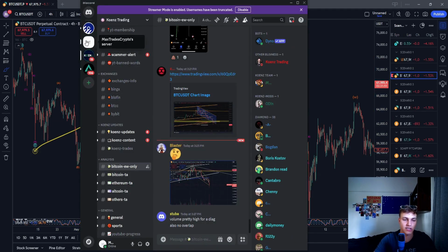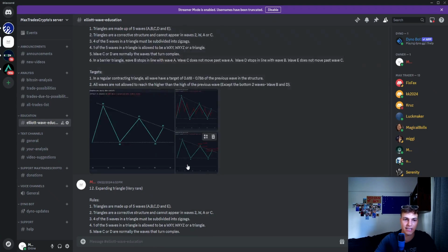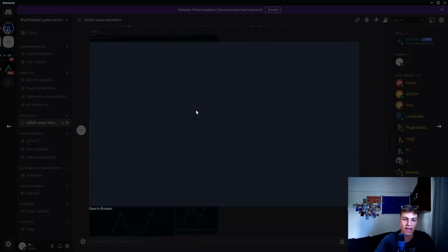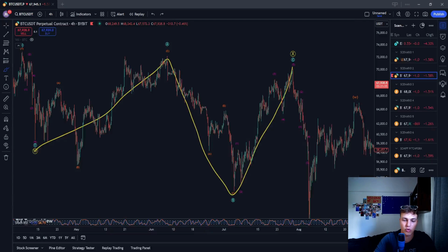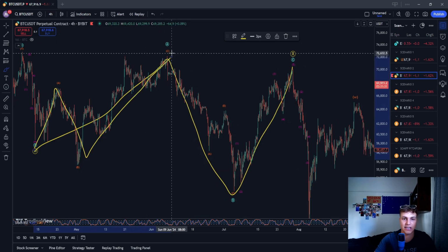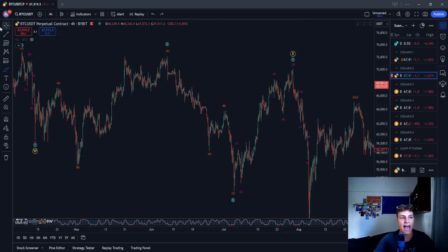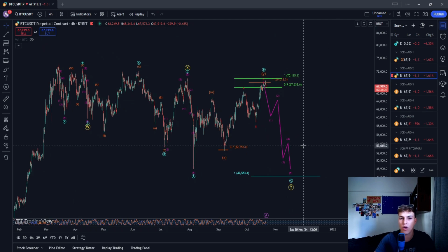If we go to our Discord and go to our Elliott Wave education page, you can see that an expanding flat structure is this on the chart. Wave A goes up, B takes the low of A, and C expands past the high of A. So that is what we see on the chart right here. An A, B, C in the wave A. So an ABC in wave X, and now we are looking for an ABC in wave Y.